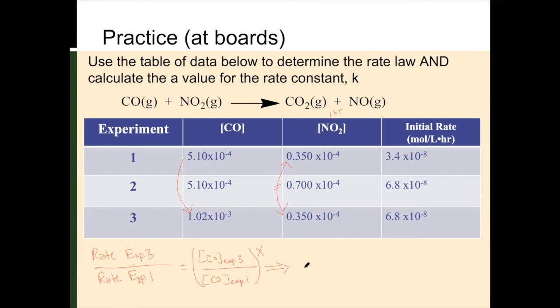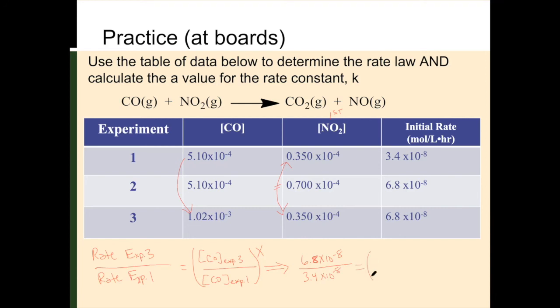So the rate in experiment 3, once again, is 6.8 times 10 to the minus 8. And I'm leaving out the units just to make it a little bit cleaner. But it's always my recommendation that you write out the units so that you can see how things cancel. And that just helps you figure out, if you make a mistake, where you have made a mistake, potentially. So the rate in experiment 1 is 3.4 times 10 to the minus 8, okay?